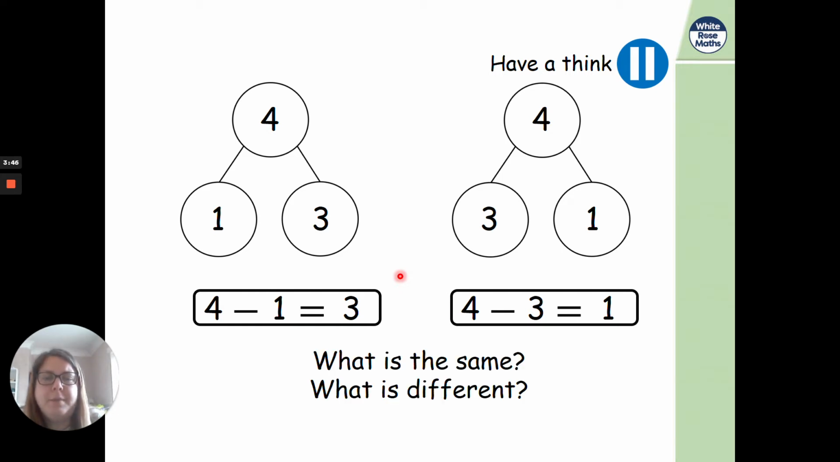So what is the same and what is different about these sentences? Have a little think. Maybe have a chat with your grown-up. What is the same and what is different?